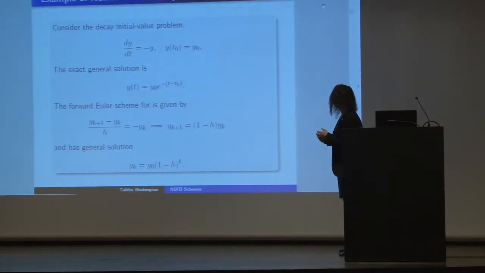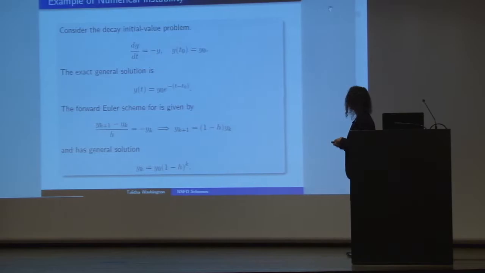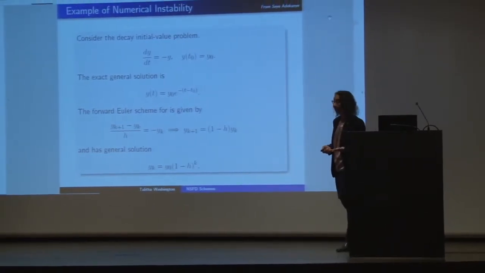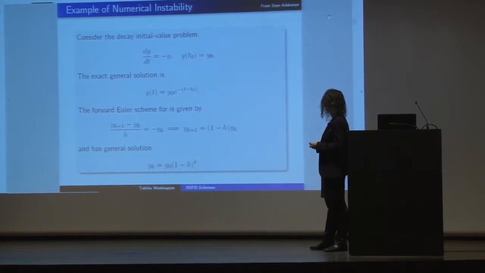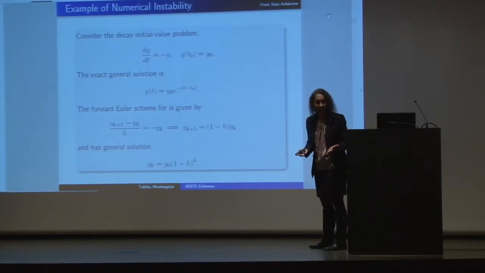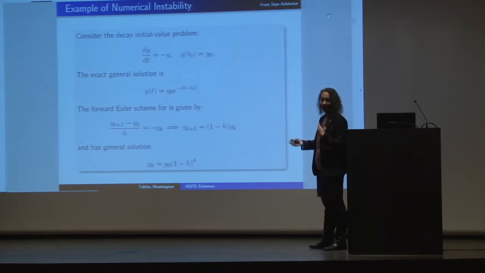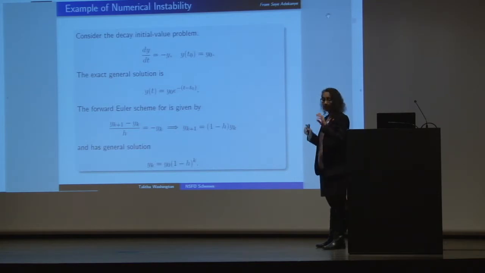So let's consider an example of numerical instability. If we look at the popular decay equation, dy/dt is equal to negative y, with y(t0) equal to y0, we can solve this exactly. Do your favorite thing, either separation of variables or whatever. And so the exact general solution is y(t) equals y0 e^(-t). We can actually discretize the dy/dt using a forward Euler scheme. And we talked about Euler in the Hidden Figures movie, right? So here it pops up.